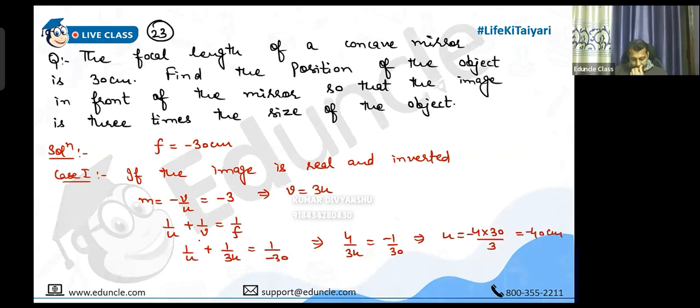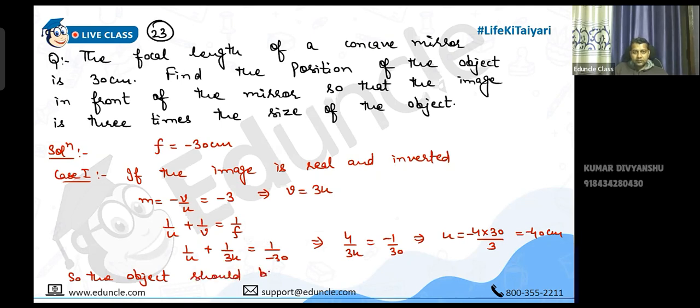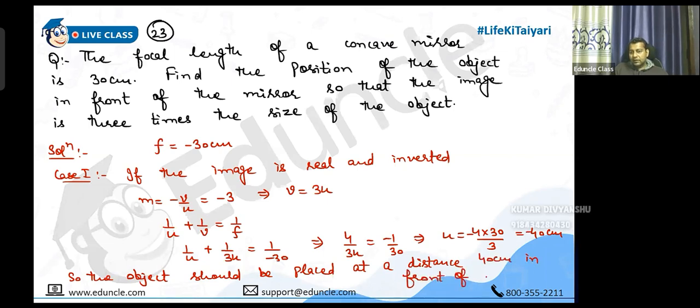Minus suggests that it's on the left hand side, right? Yes. Okay. It means in front of the mirror. Otherwise, we will say it is at the back of the mirror or behind the mirror if we are getting it to be positive. That's the nomenclature that is generally used.